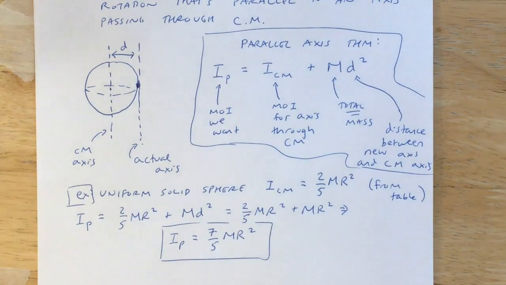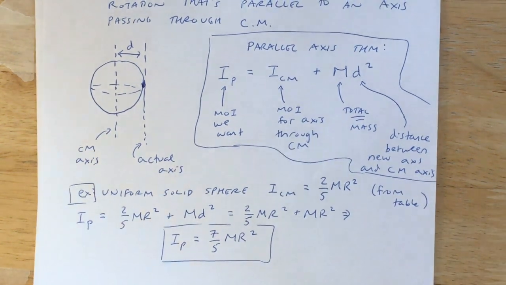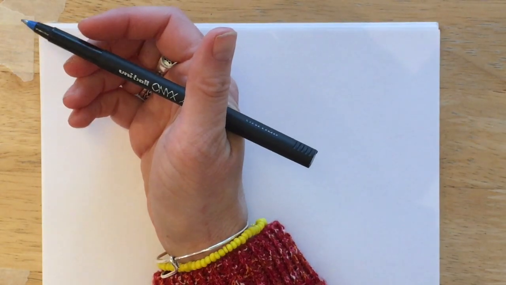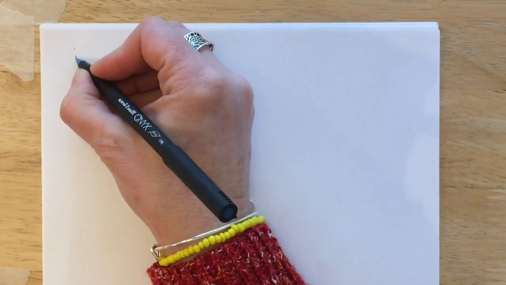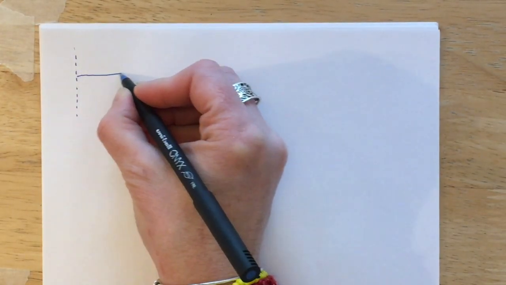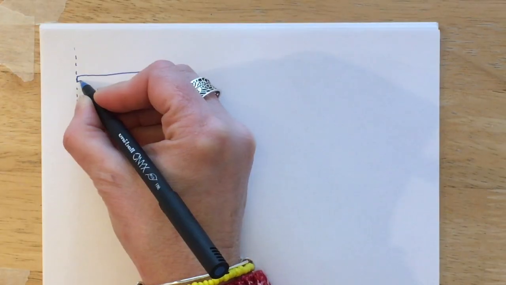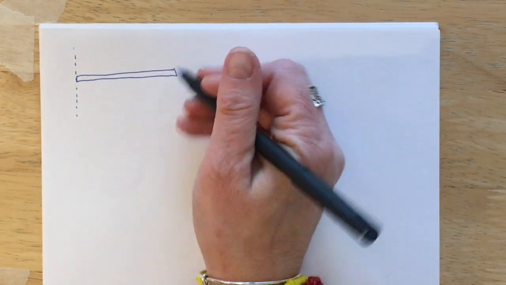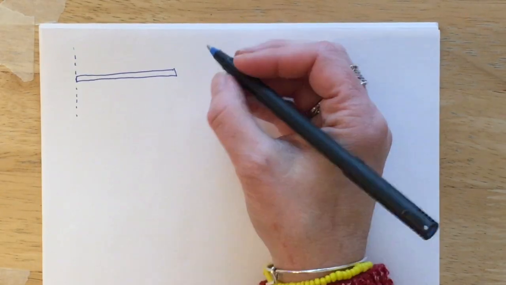All right, so let's go ahead and do another example using this parallel axis theorem. So what I will do is go ahead and draw out the next example. In this case, we'll make it a little bit more complicated, and we can see how we can add moment of inertias from individual objects to get the total moment of inertia of a system.